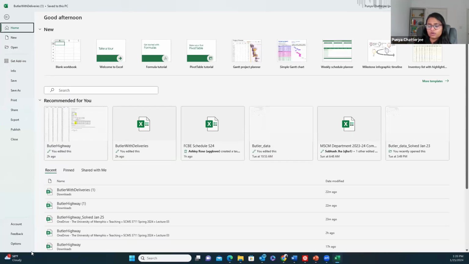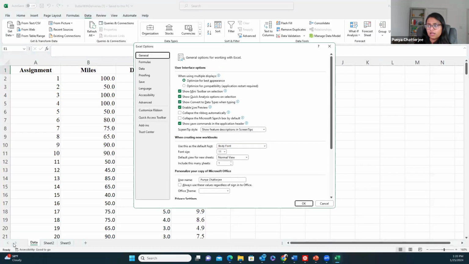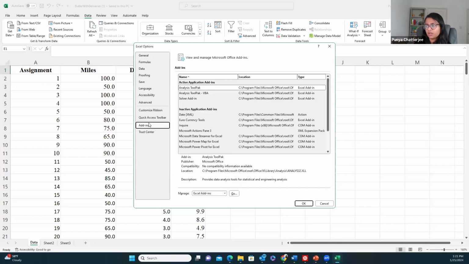And then you would go to Options down here. And then you would go to File, Options, and then you would go to Add-ins. So once you see Add-ins, you're going to see down here there's something called Manage Excel Add-ins, and you are going to press Go.